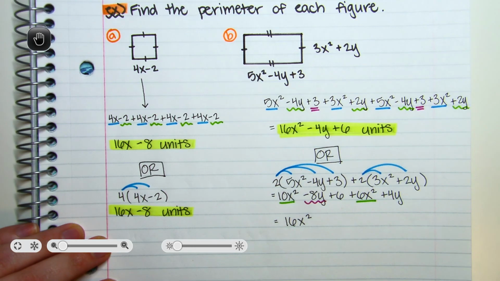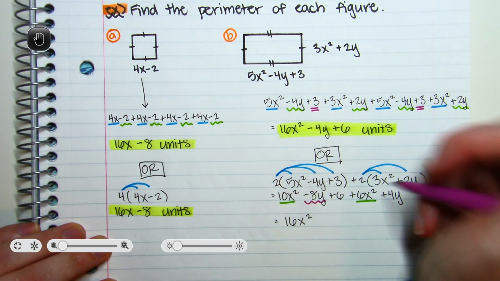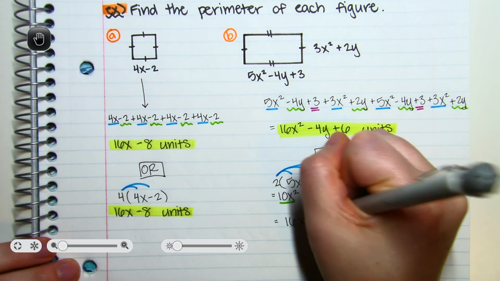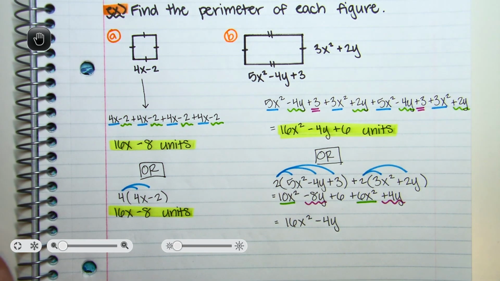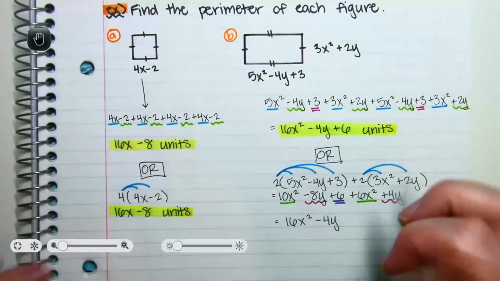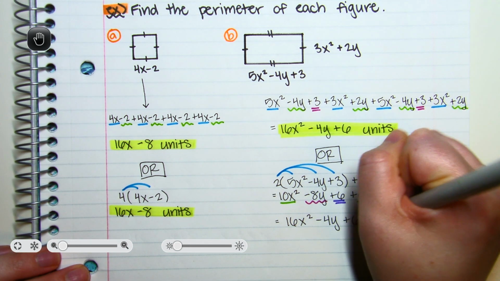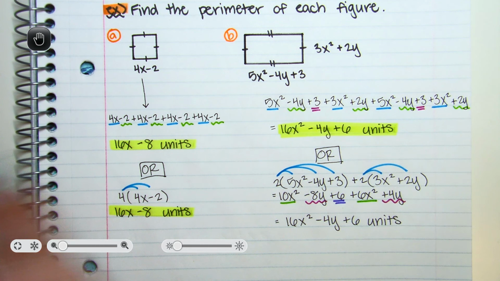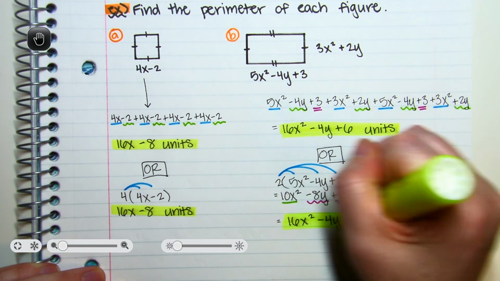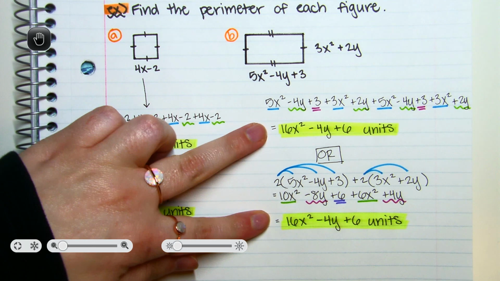And then I have negative 8y and positive 4y, which gives me negative 4y. And last but not least, the positive 6 units. Exact same answer, 2 different ways of getting it.